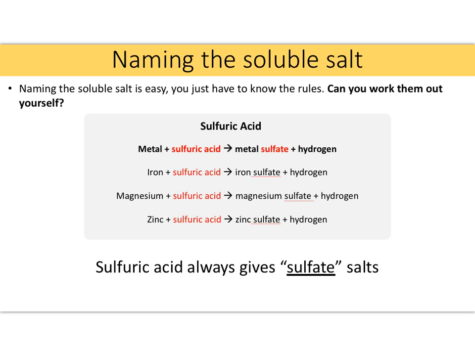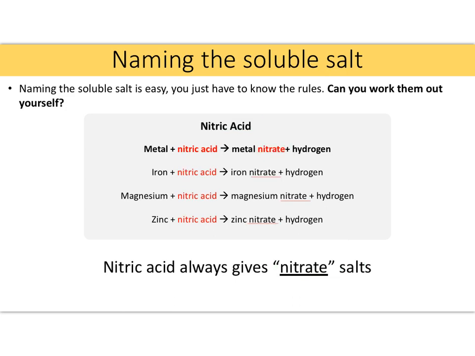Similarly, sulfuric acid gives a very specific salt as well. If we're using sulfuric acid, we're always going to get a sulfate, so they always make sulfate salts. And then the third principal acid that we're going to consider is nitric acid. Again, if we use nitric acid with a metal, our salt is always going to be a nitrate. So hydrochloric acid produces chlorides, sulfuric acid produces sulfates, and nitric acid produces nitrates.